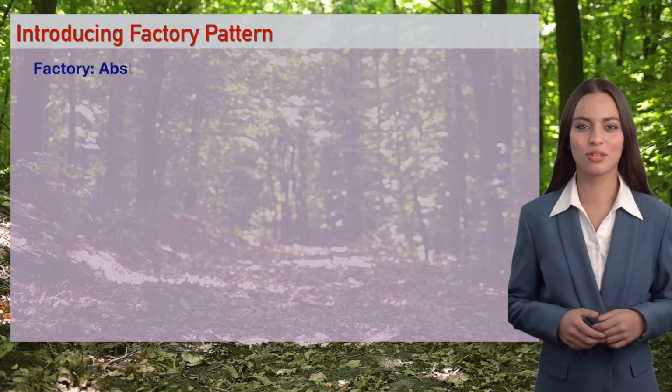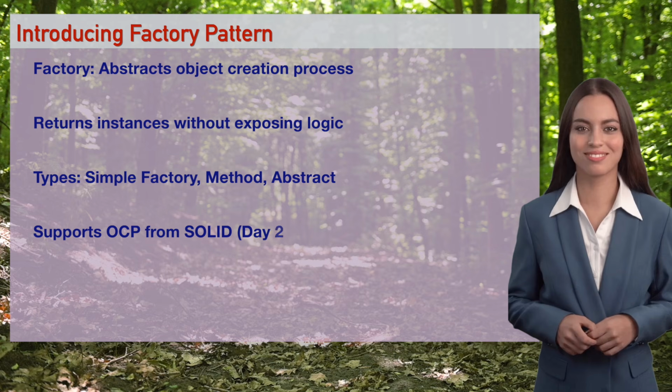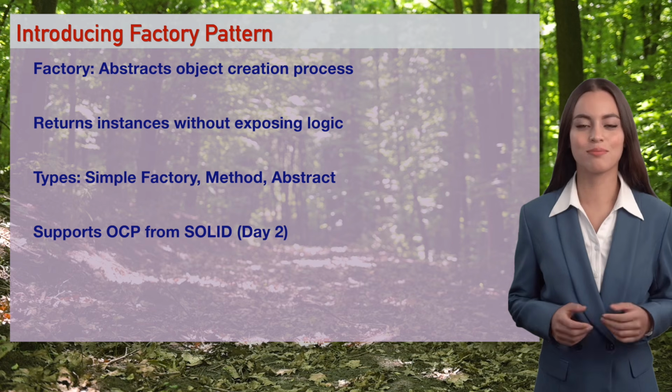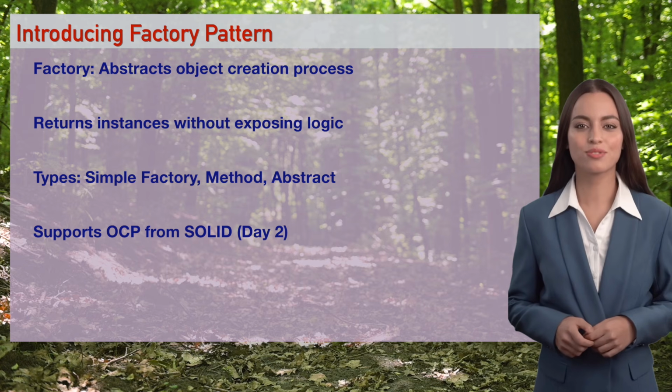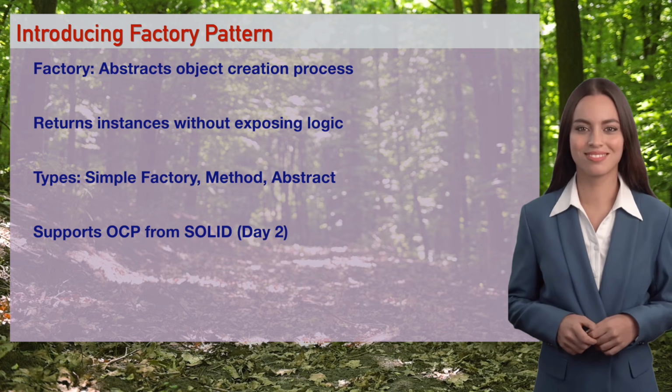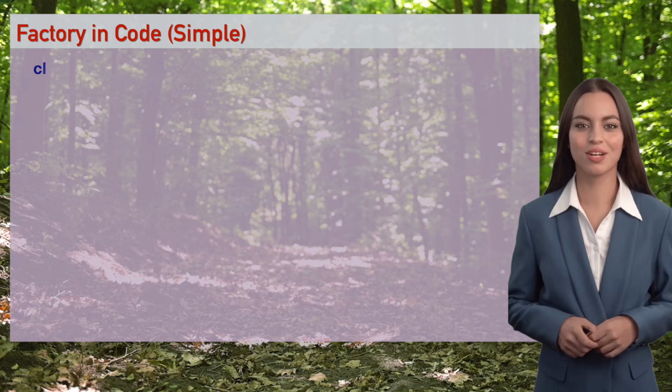Now, the factory pattern. It abstracts the object creation, letting you return instances without exposing the instantiation logic. Types include simple factory, factory method, and abstract factory. It supports the open-closed principle from day 2's SOLID by allowing extensions without modifications. Hides complexity beautifully.